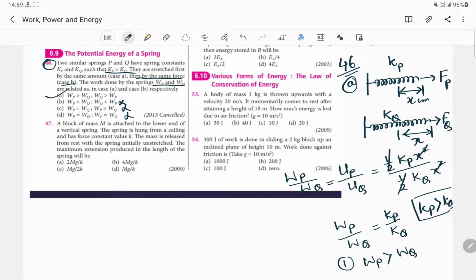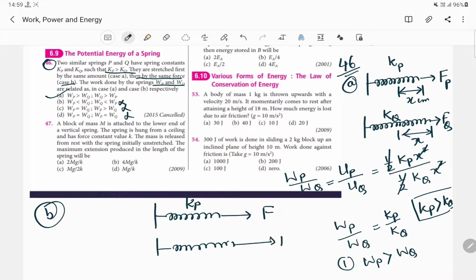Anyway, I will calculate for case number 2 also. For case B, they are extended by the same force. Here this is spring P, this is Kp, and this is force F. And spring Q is also acted upon by external force F. See the basic difference in the question, case A and case B. For case A, they are acted upon by different forces, but these forces should be able to produce an equal amount of elongation for both springs.